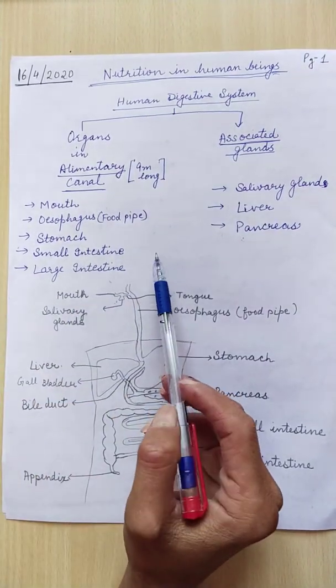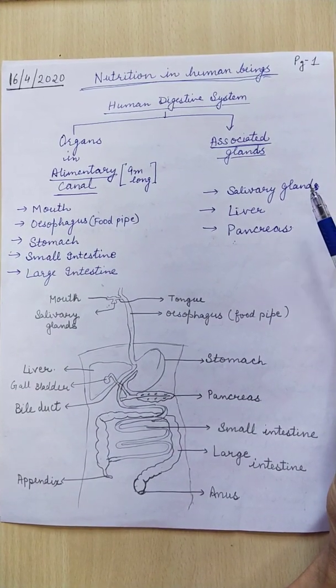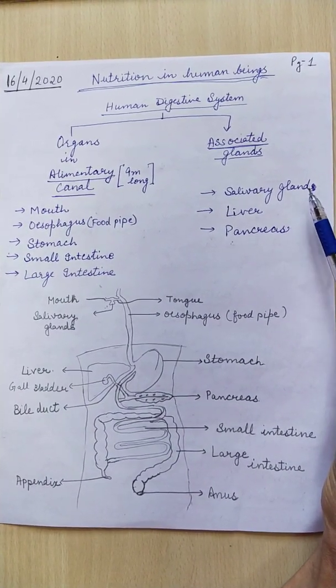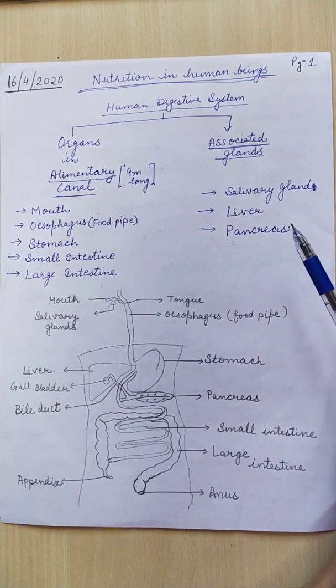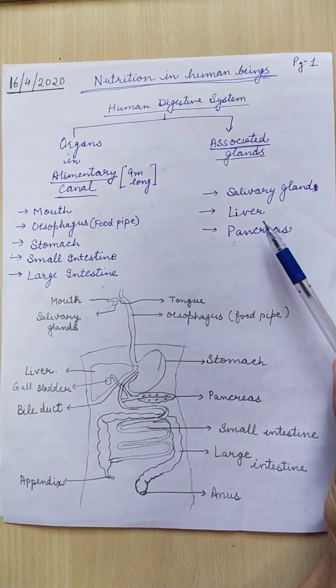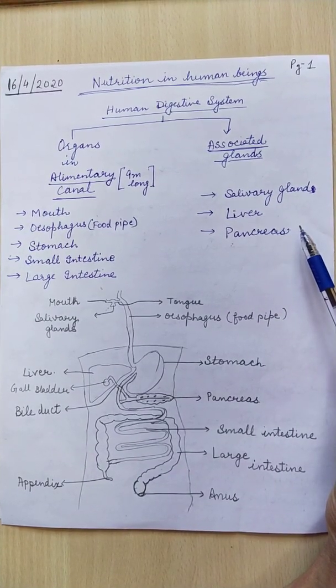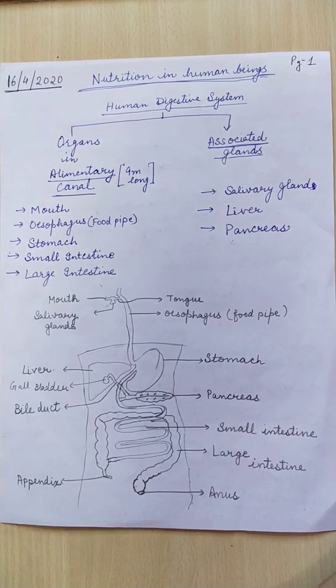But the process of digestion gets completed with the help of certain associated glands. These are mainly salivary glands, liver, pancreas, gastric glands, intestinal glands. All these glands play an equally important role when nutrition takes place in human beings.